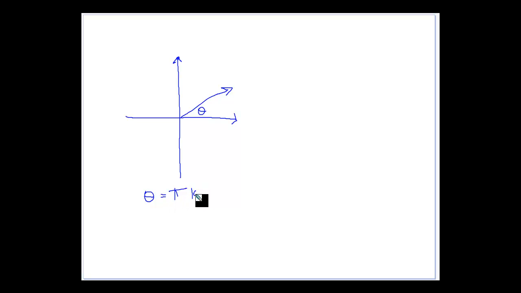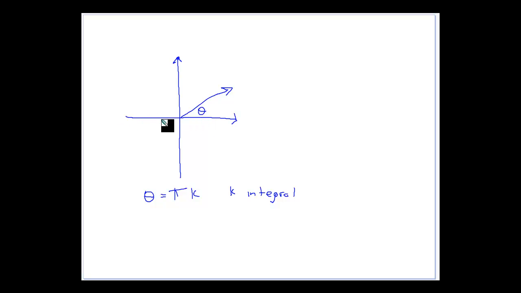Every time we multiply, if theta was equal to 1 pi, it would be there. If it was equal to 2 pi, it's there. 3 pi, there. 4 pi, there. 5 pi, there. And so on. If it was equal to 0 pi, it would be back on that axis. If it was equal to minus 1 pi, it would be on there. So if k is what we call an integral number, k is just some integer.